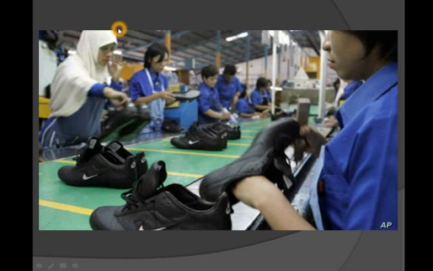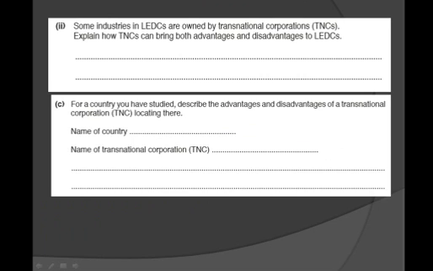You can see through that picture, these people are in the factory where Nike is manufacturing shoes. So it's very important. Jobs are being created right there, and those are some of the products that they can buy. So these are some other questions.